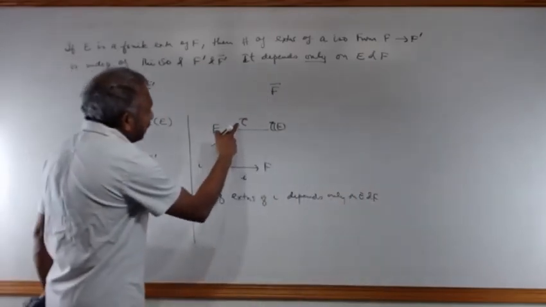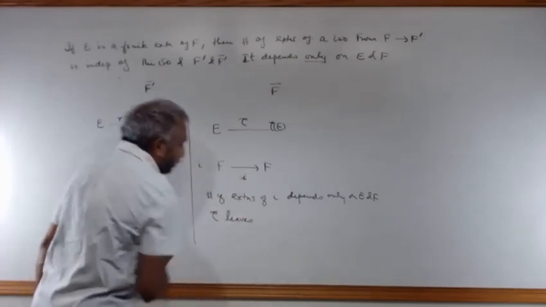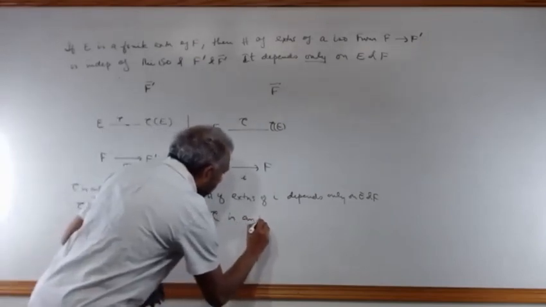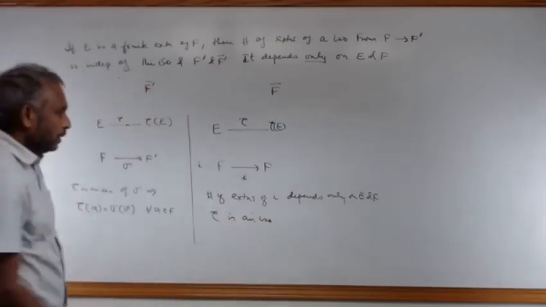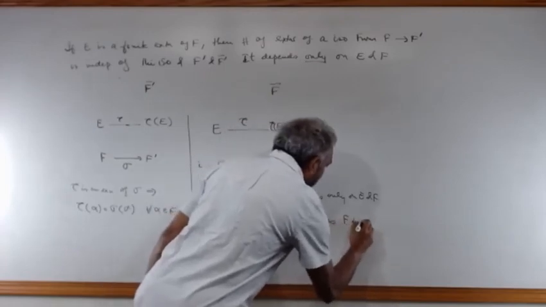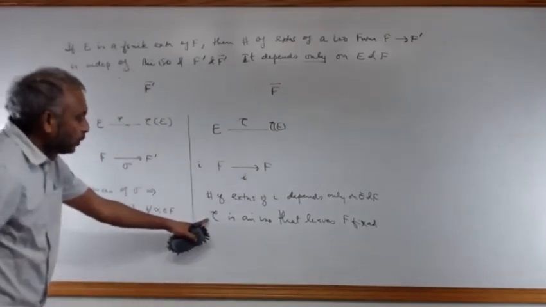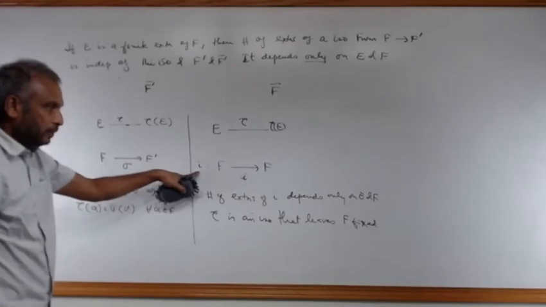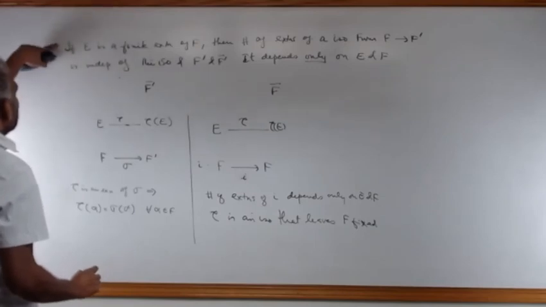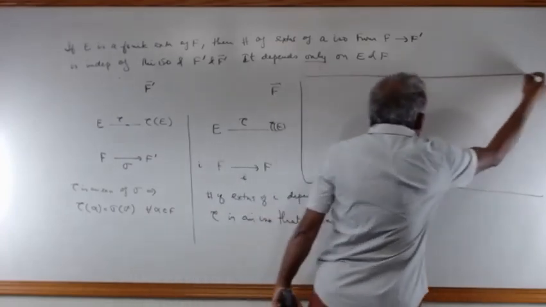And what does this tau do here? Tau is an isomorphism that leaves F fixed. It is the same as saying that tau is an extension of I. So we can reframe this theorem into a definition.